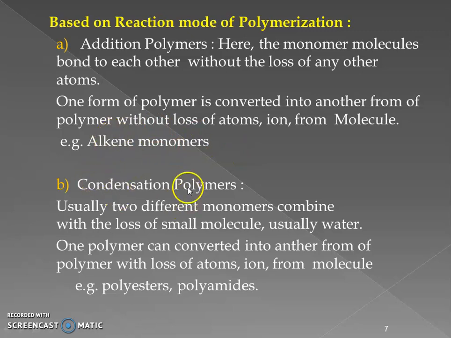The second one is the condensation polymer. Usually two different monomers are combined with the loss of a small molecule, usually water. So this classification is based on the type of polymerization reaction. Addition polymerization and condensation polymerization are the polymerization reactions.